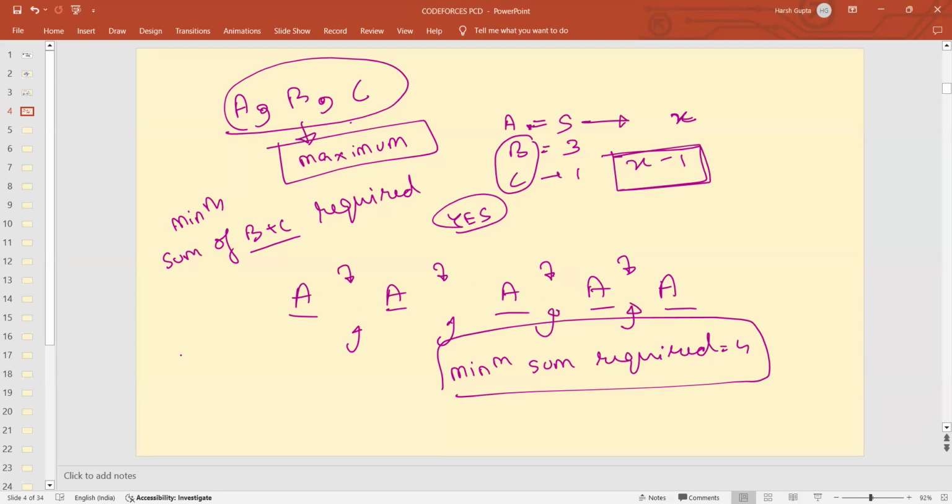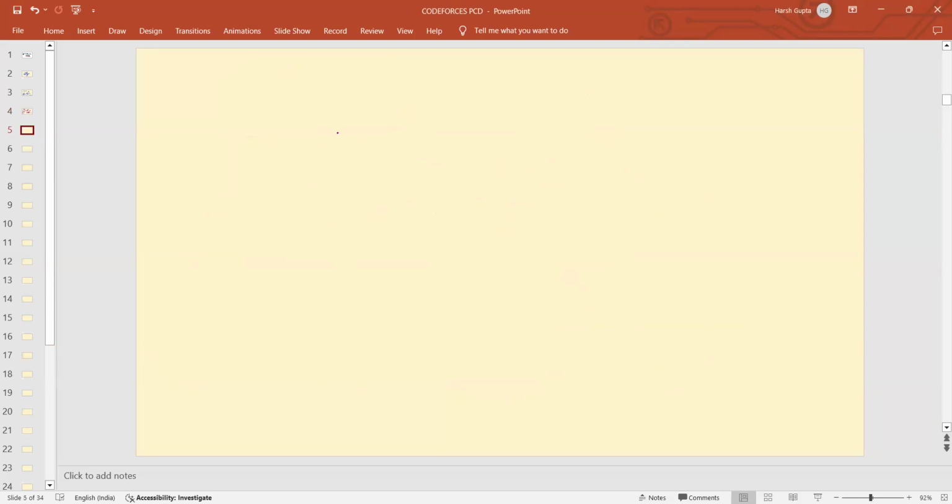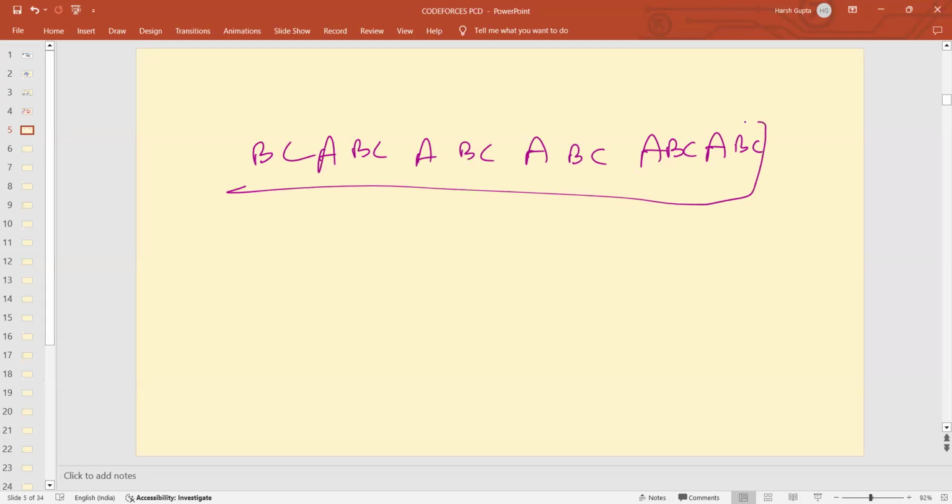Now what I know is that every element is less than or equal to 5. This is something I already know, because A was the maximum element, A was 5. So every remaining element B and C is less than or equal to 5. So I can always place a permutation something like this: BC, BC, BC, BC, BC, something like this.